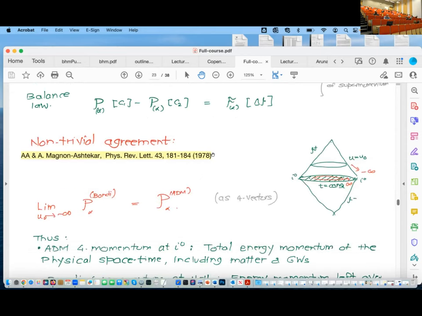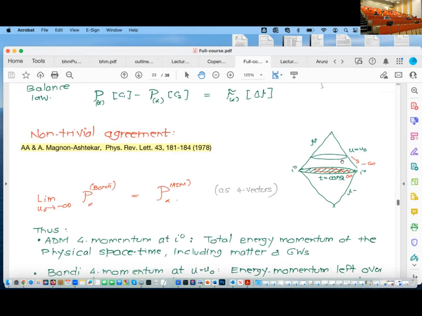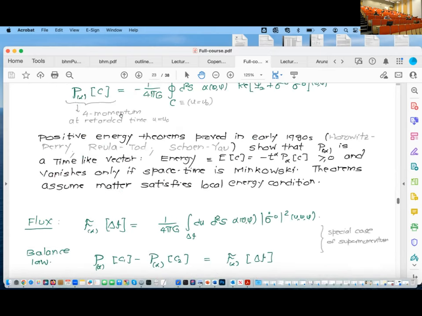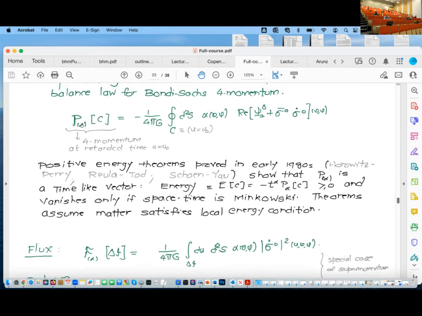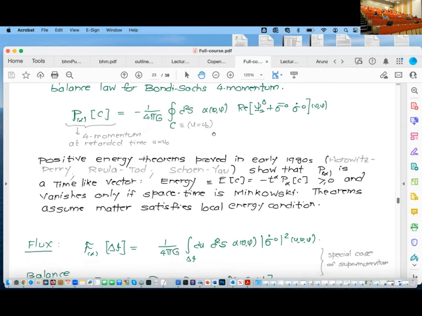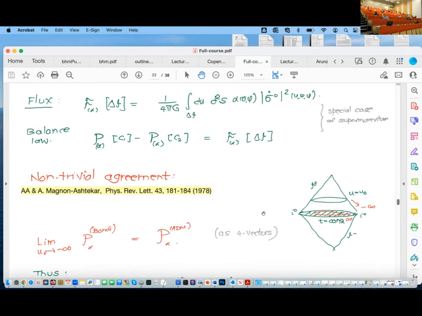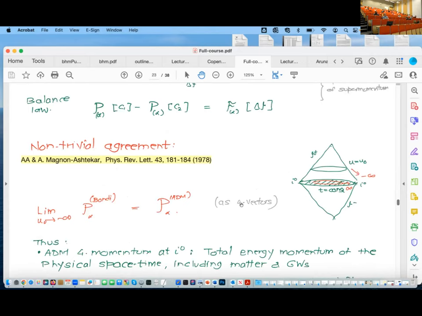Now, there is a non-trivial agreement. And this agreement is that if I take this cross-section, and if I actually take the limit as u goes to minus infinity, just along scri, I will get some answer for the Bondi charge up here, namely whatever the component of the four momentum is, at u equal to u naught, and I can take the limit as u naught goes to minus infinity. But I can also define the ADM four momentum by completely ignoring scri and just looking at a space-like Cauchy surface, taking two surface integrals up here and evaluating some two surface quantities and taking the limit up here. And when I take the limit, I will get some quantity. This does not know anything about scri.